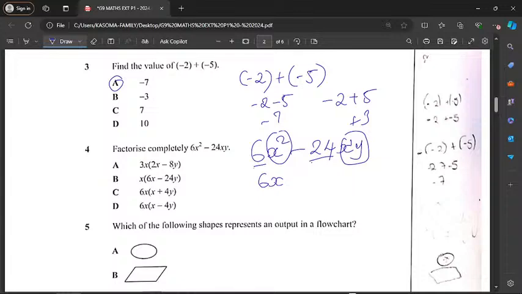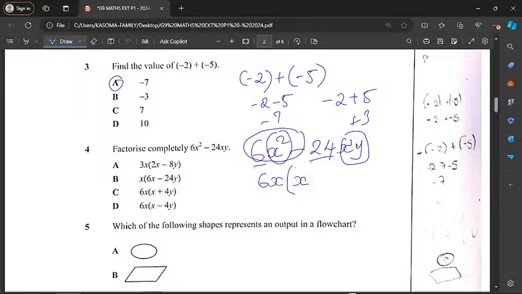Okay, now we have gotten the highest common factor of 6 and 24, and we have also gotten the variable that is found in both. Then we can open the bracket. If there was y here and y here, we could have also picked y. Now since there is one x, we come up with 6x. So we say, how many times can 6x go into 6x squared? It can go x times.